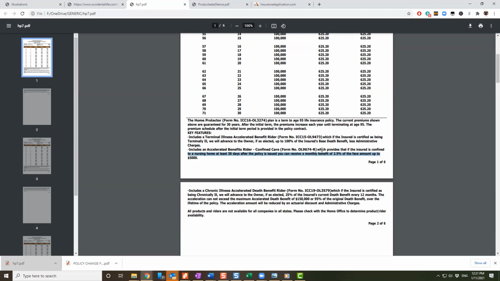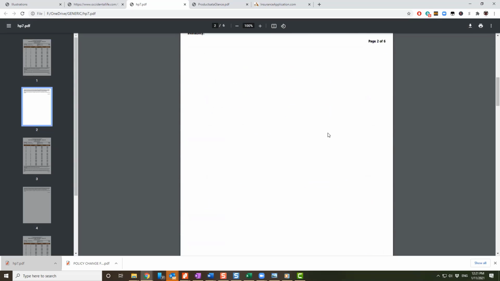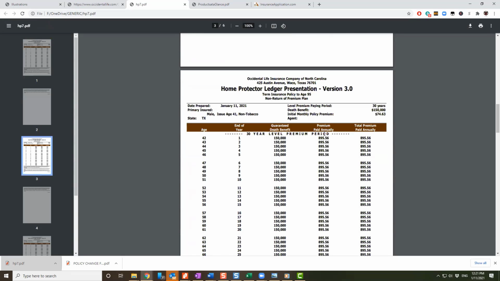And that's pretty good. And then the chronic illness, that's pretty good. And then the terminal illness, that's pretty good. That's included in this price already. We didn't add anything. So that's pretty good. But I'm going to show you a couple of things.